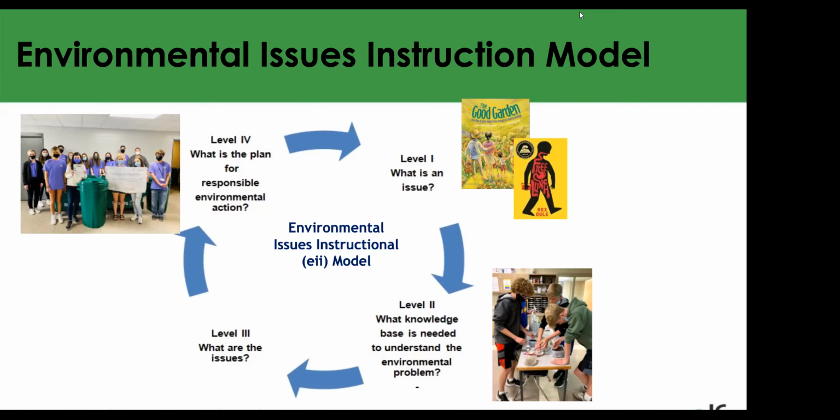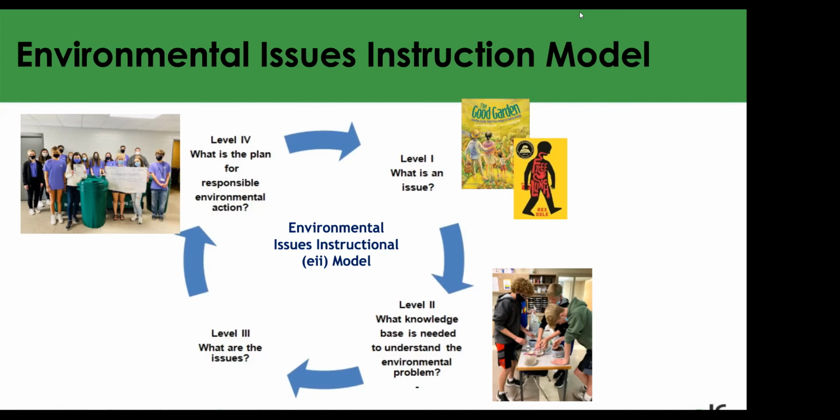And then level 3 has us looking into what are the issues in my area. And level 4 is, okay, so now that I know that there's some issues in my area, how do we take action on those? So we kind of addressed throughout this whole model, what's an issue? What do we need to know in order to solve that issue? And then going into, okay, well, what are the issues that are even happening around me? So helping students understand and becoming aware.